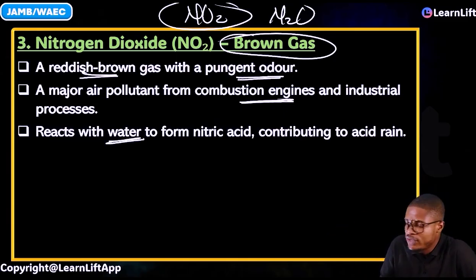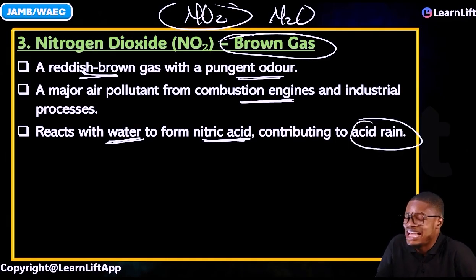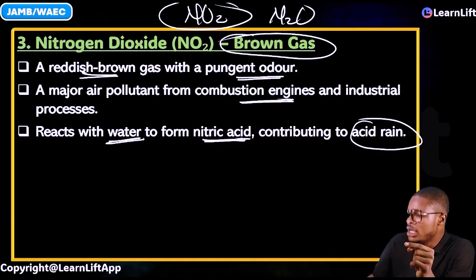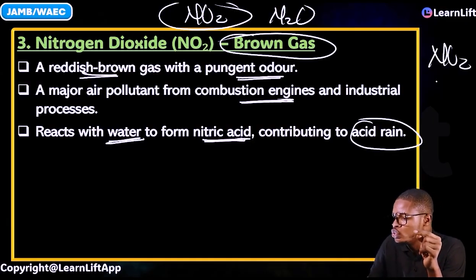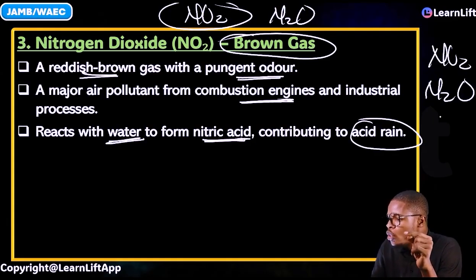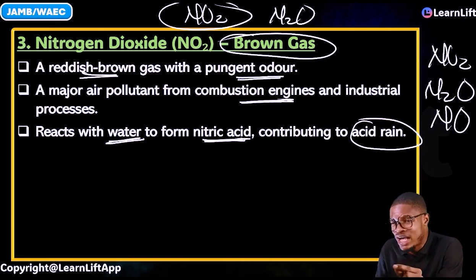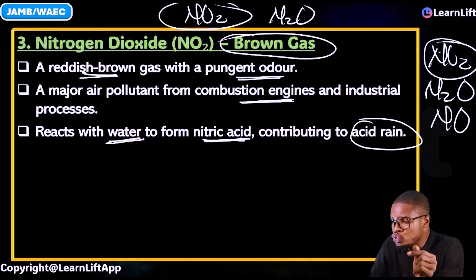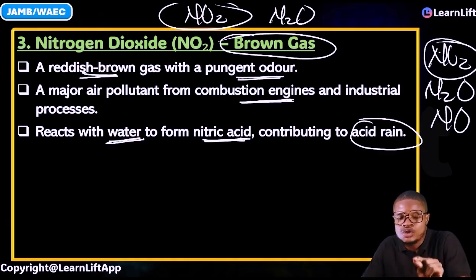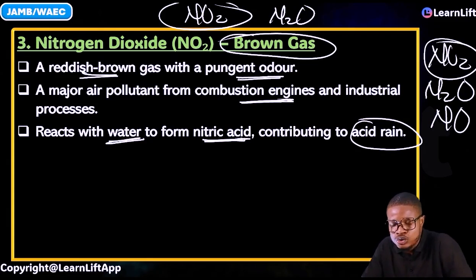When it reacts with water, what will it form? It will form nitric acid, right? And that is what contributes to what? Acid rain. Which one contributes to acid rain? Is it your NO2 or your N2O or your NO? Which one will contribute to acid rain? The one that contributes to acid rain is your NO2. NO2, your nitrogen dioxide, will contribute to what?